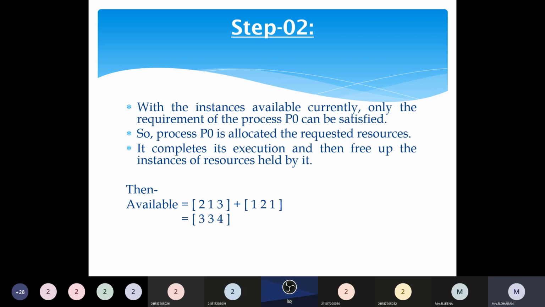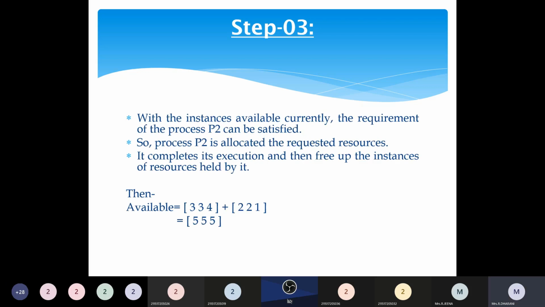Already P0 is over, P1 is over. Now the next one is P2. With the instances currently available, the requirement of process P2 can be satisfied. So process P2 is allocated the requested resources and it completes execution. Then it frees up the instances of resources held by it. So finally, the current availability is 334 plus 221, the allocated resources for process P2.